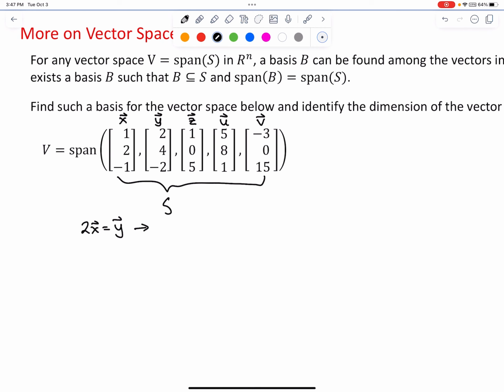So we can remove one of them safely, and let's just remove the y. But you also can choose to remove the x. We'll remove y from the set S. So I'll put an x through it.